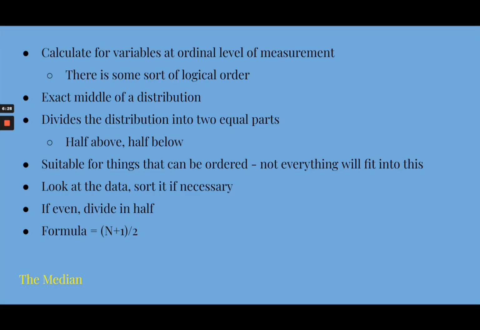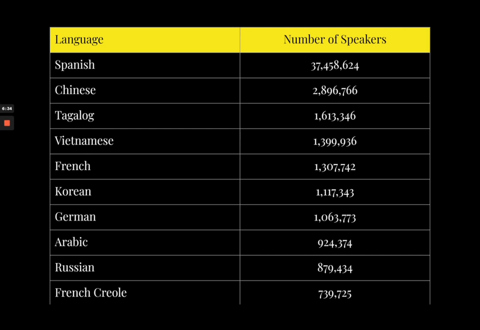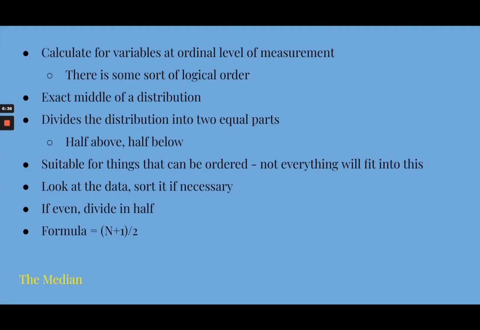Now the median is different. The mode is relatively simple because you can identify it. Remember, it's not the frequency. So in this case, it's not 37 million. That's not the mode. The mode is Spanish.